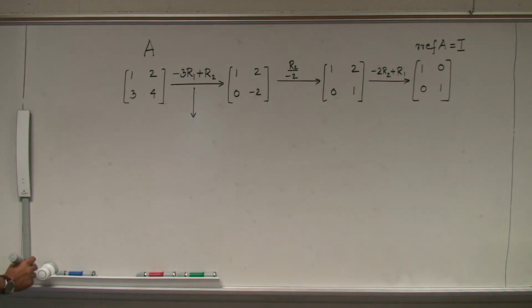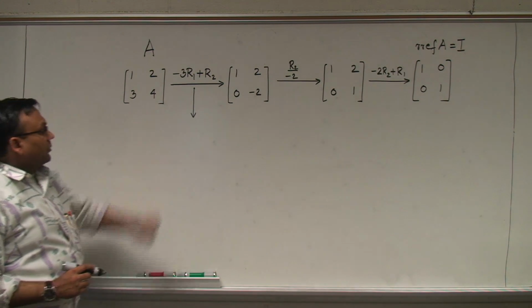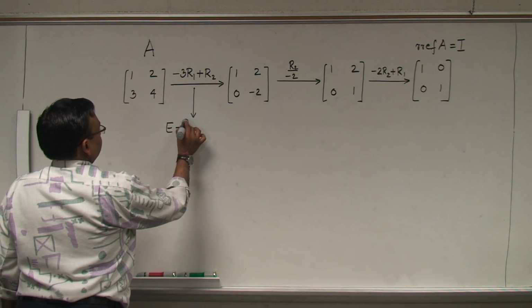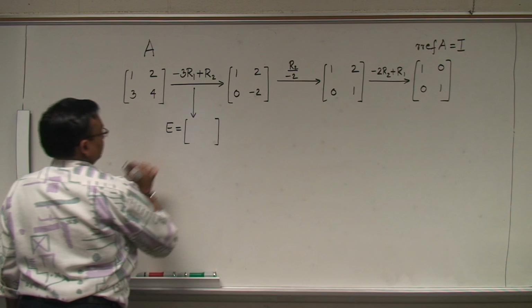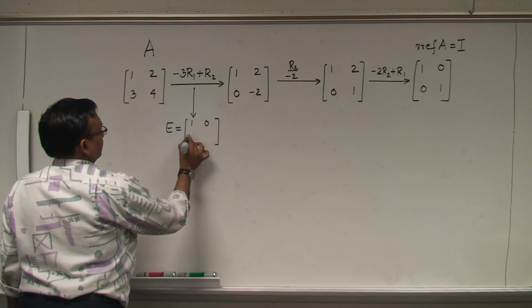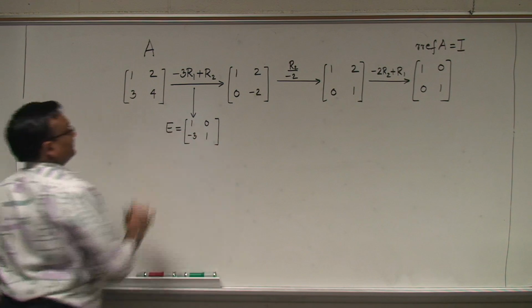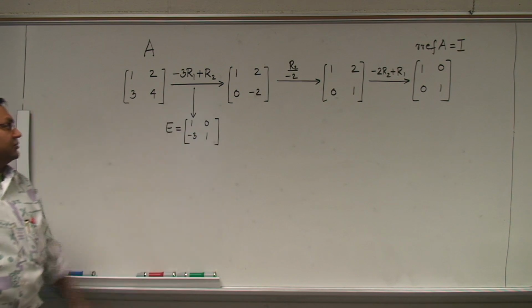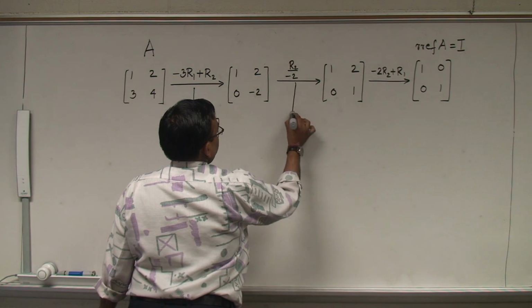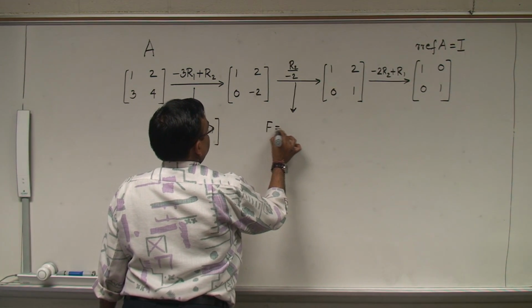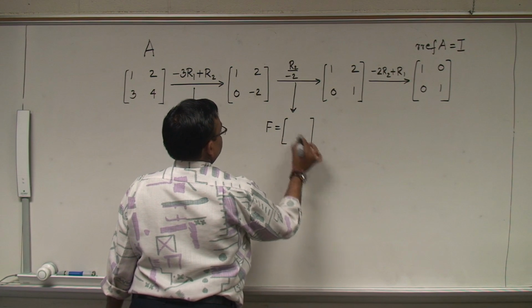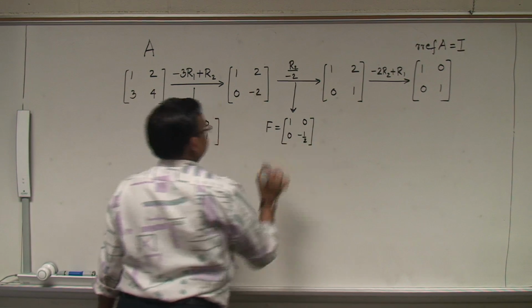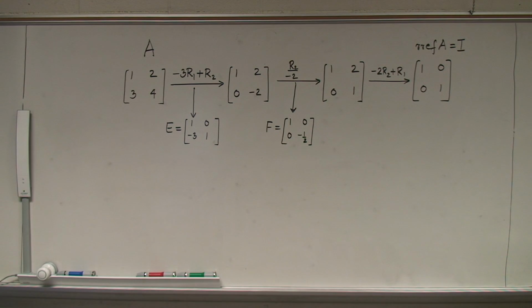Let us look at this. We said if you perform one row operation, it can be represented by an elementary matrix. So the elementary matrix corresponding to this row operation would be 1, 0, minus 3, 1. So I took the identity matrix and performed this row operation on that. Likewise, for this one, let me call the matrix F. The elementary matrix corresponding to this is 1, 0, 0, minus 1/2, so second row divided by minus 2.